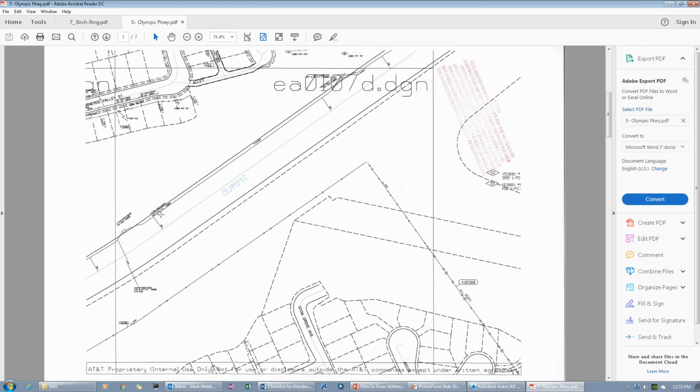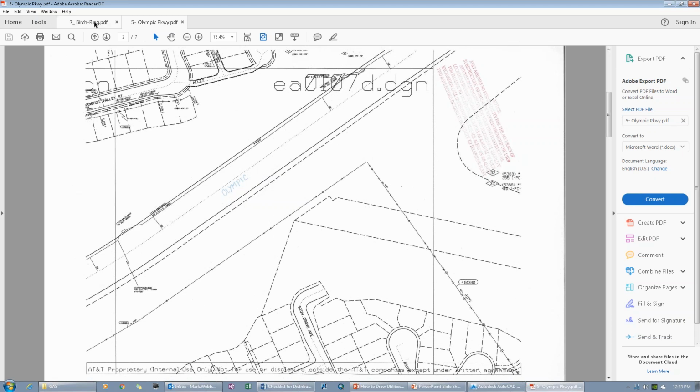You might also see information that you didn't see, transmission mains or whatever it is, that you're not seeing in your field walk or in your field notes even, okay?